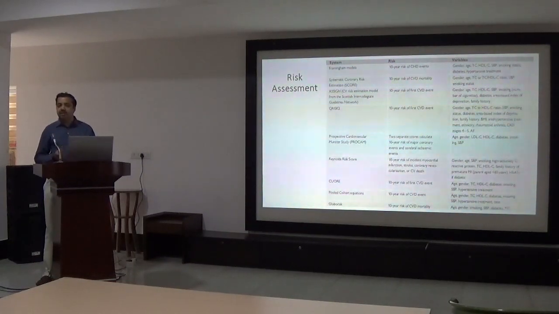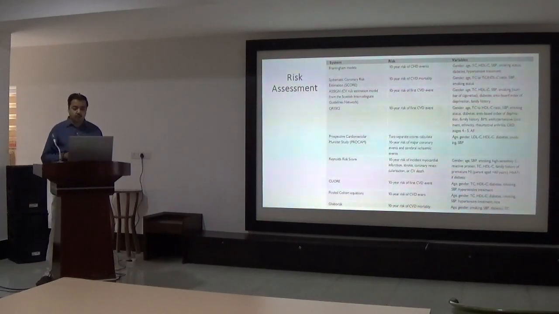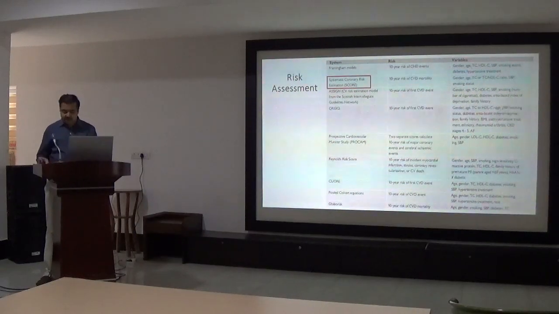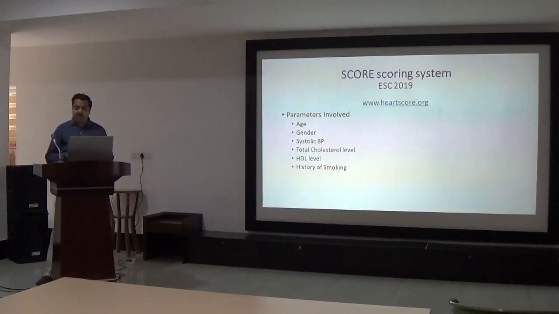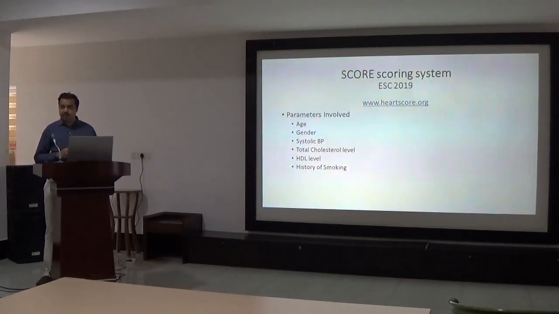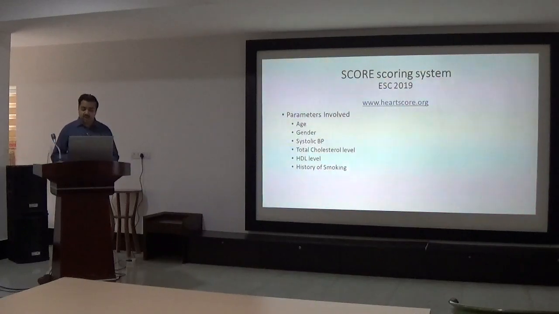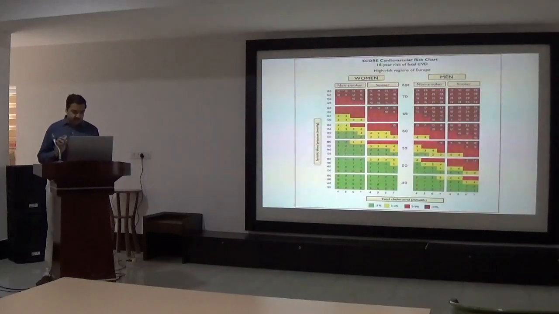All guidelines are driven by some score or other. European guidelines are mainly driven by the Systematic Coronary Risk Estimation, that is SCORE, and nowadays a newer version is also available, SCORE2. Other risk assessment systems are the Framingham model, QRISK, PROCAM, Reynolds, but not very famous. SCORE is easy to calculate and easy to apply in clinical practice. It can be calculated on heartscore.org. And it involves parameters like age, gender, systolic blood pressure, total cholesterol level, HDL level, and history of smoking.